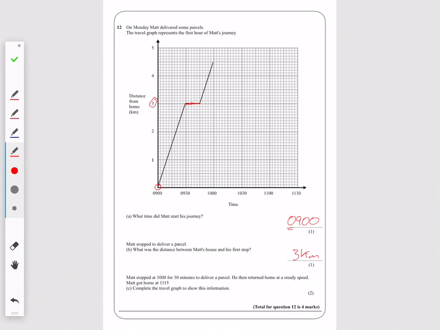Complete the travel graph. So at 10 o'clock, which is just here, I'm going to go up to where he was. He stops for 30 minutes, so he stops till 10:30, which is to there. And he gets home by 11:15. Now 11 o'clock's there, 11:30 is there, so 11:15 is just there. And then we're going to join that up with a straight line because it's a steady speed, like that.